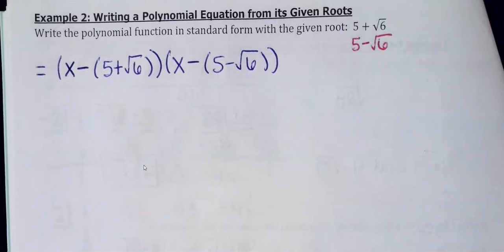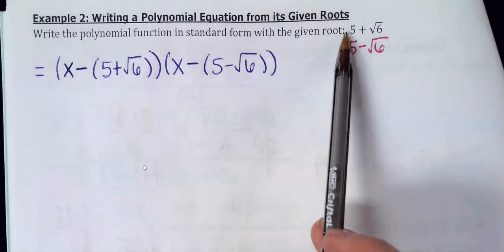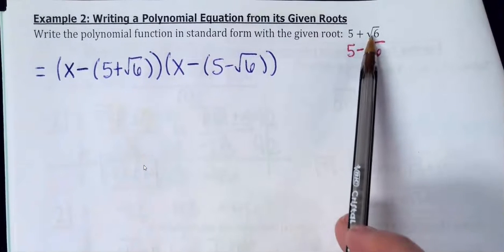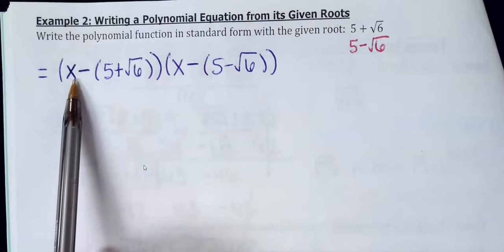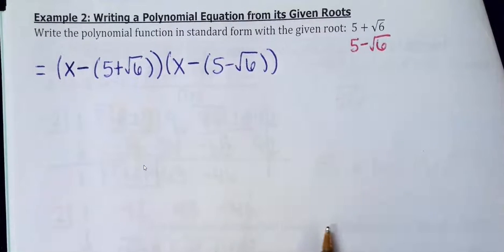Okay, the deal is, if you wanted to check, if I took 5 plus radical 6 and plugged that in for x right here in the first set of parentheses, I'd have 5 plus radical 6 minus 5 plus radical 6.